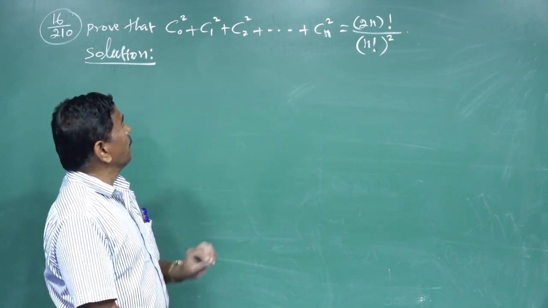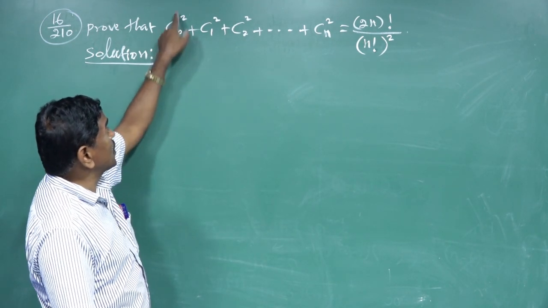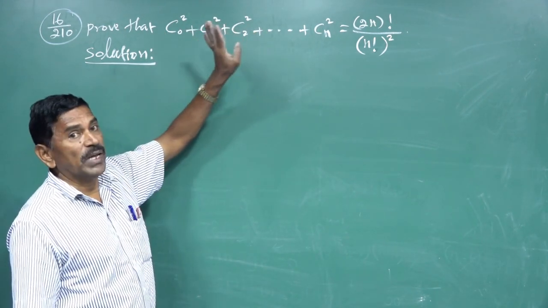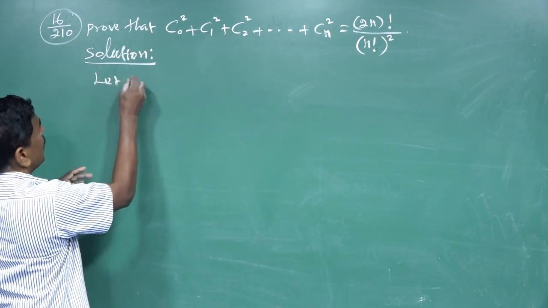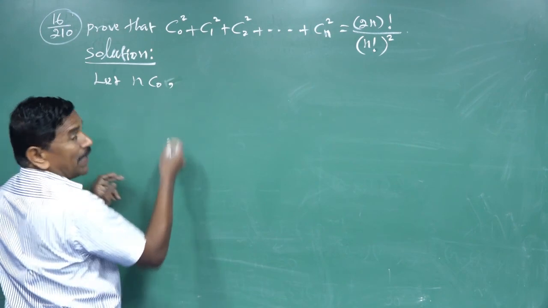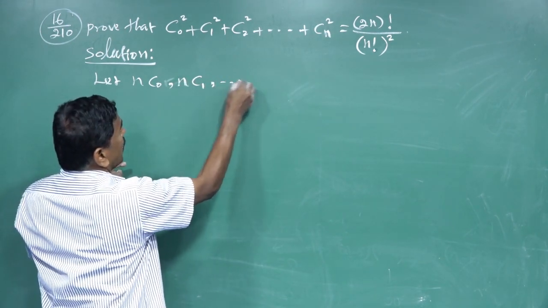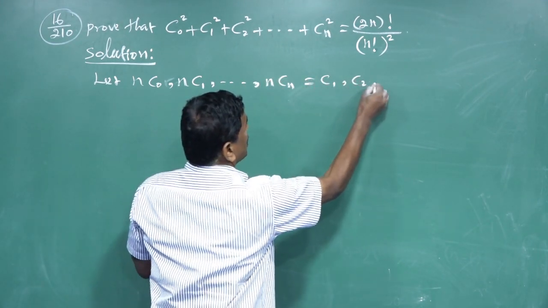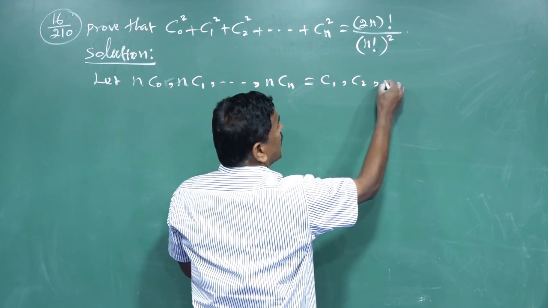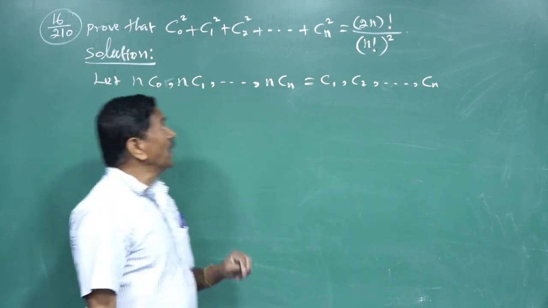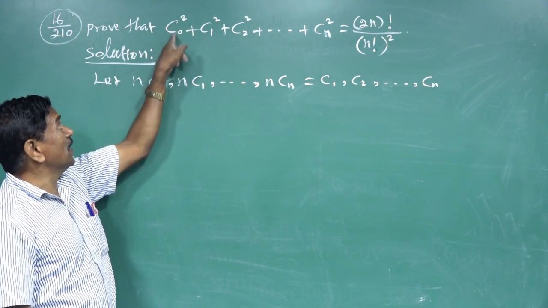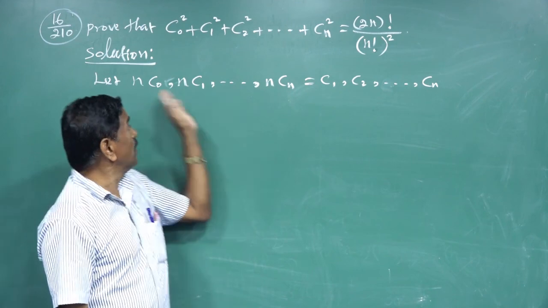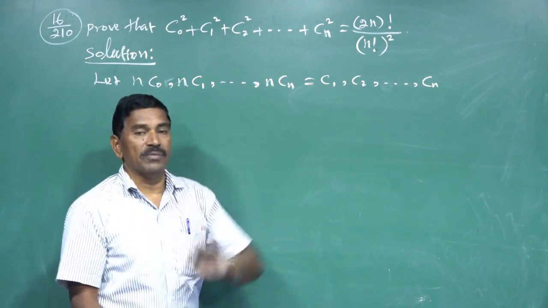Here, listen, C0 square means nC0 square, C1 square means nC1 square. Here, n is hiding, so we want to take it in short form. First of all, let nC0, nC1, etc., nCn be equal to C0, C1, C2, C3, etc., Cn. That's all. So here C0 square means nC0 square. Here n is understood. So that is why nC0, nC1, etc., nCn are C0, C1, C2, C3. This part we want to take, we want to consider ourselves.